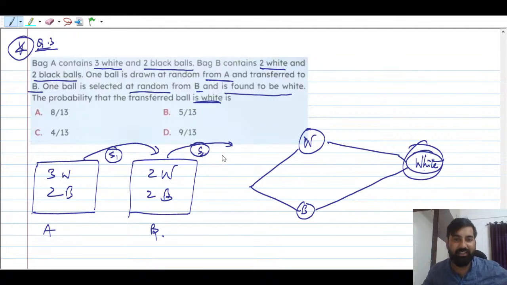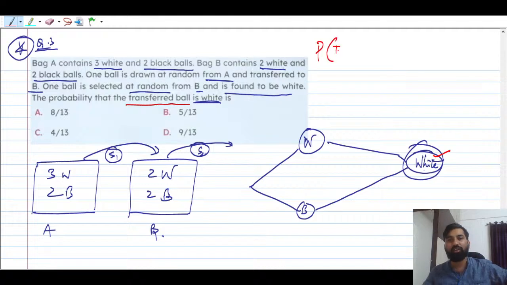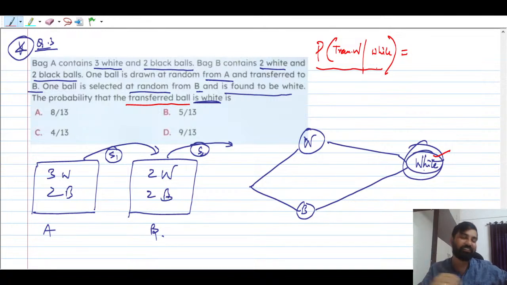So what is the question here? They are saying: what is the probability that the transferred ball is white? Meaning, you have to apply the total probability theorem, but you have to get back. So you have to find the probability that the transferred ball is white, given that the selected ball is white. So this is nothing but Bayes theorem. In this question, what you have to apply is Bayes theorem. I think this is clear, right? The transferred ball is white.